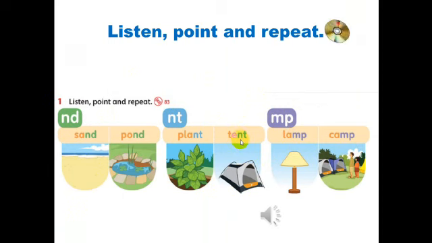Now you are going to hear a recording of different words and different sounds. Please listen. Listening 83. Listen and point.